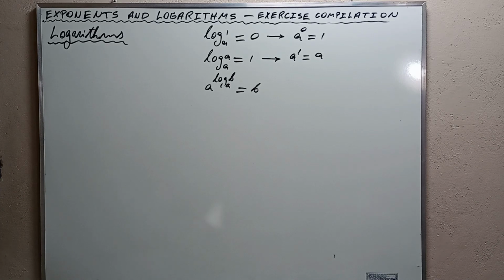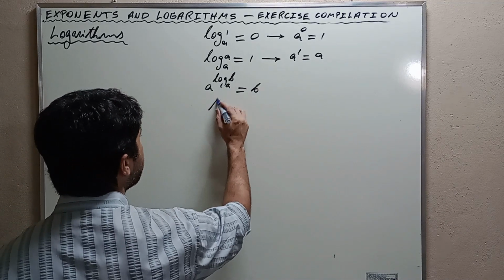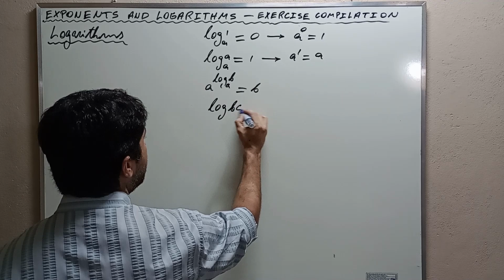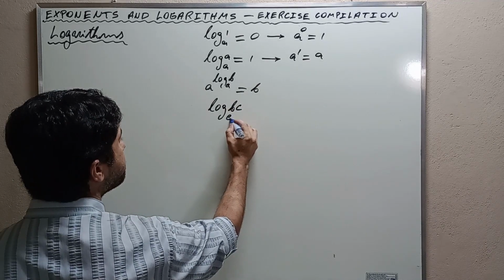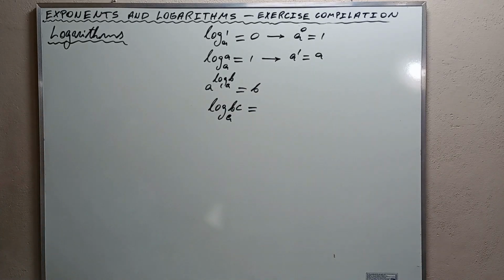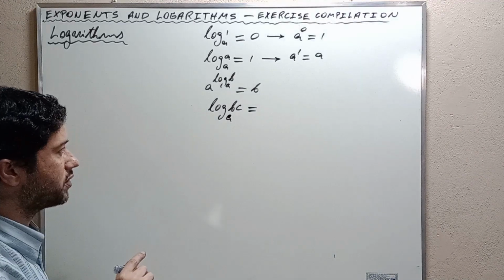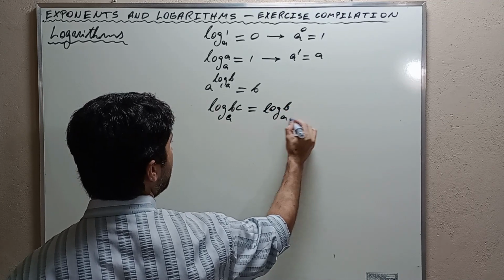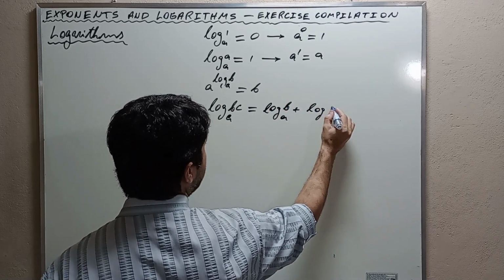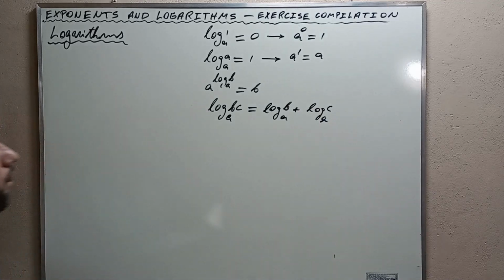How about the next, this is very important, the next identity, the logarithm of bc base a. This property is very important. It helps a lot with exercises. This is equal to the logarithm of b base a plus the logarithm of c base a. This is the product.